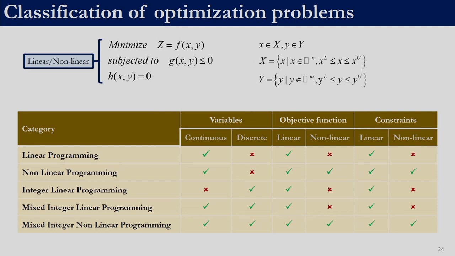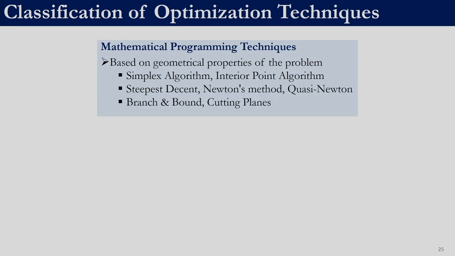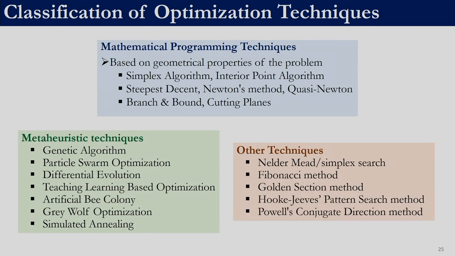Now that we have classified problems, there are various ways to classify optimization techniques, right? For this course, we'll classify broadly into three categories. One is mathematical programming techniques, metaheuristic techniques, and what we call other techniques, right? So this is something that we are not going to see as part of this course. In this course, we'll be primarily focusing on metaheuristic techniques. We'll also touch upon mathematical programming techniques, right?